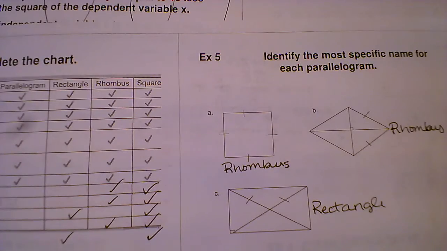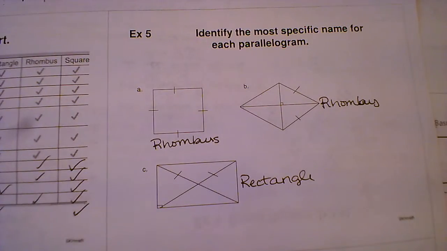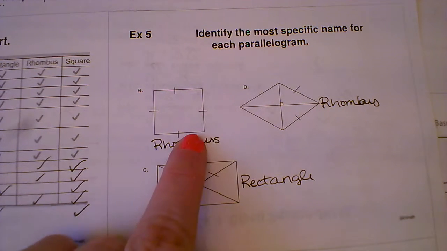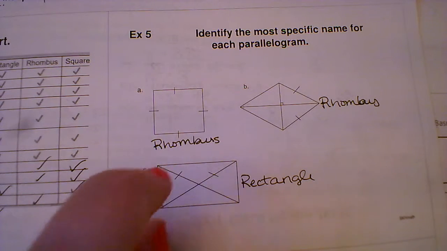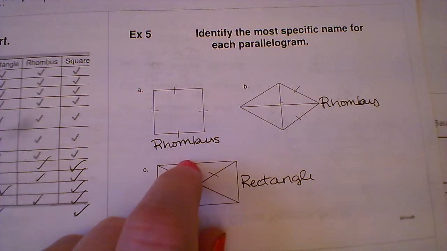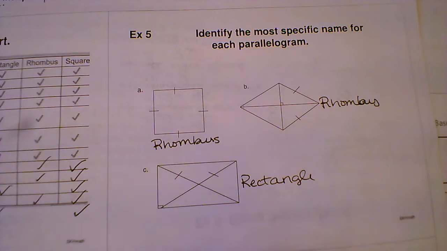As we look at example 5, we're just identifying what type of figure that is. We don't know that we have right angles right here, so we can't say that it's a square, even though it kind of looks like it should be. So we can just identify it as a rhombus, because we can't prove those right angles.